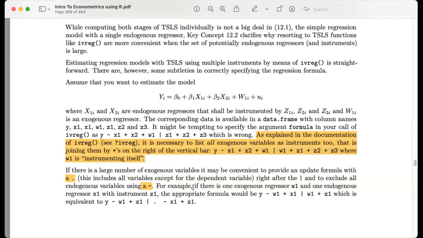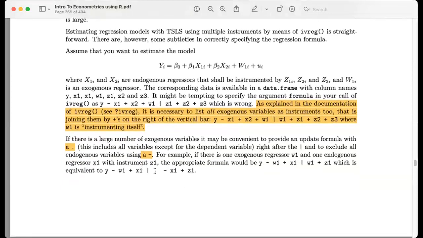He's also giving us a shortcut, in case we have a lot of exogenous variables, since repeating all of them again might not be the wise thing to do. We could just use the dot and the minus symbol in R, and it will do it automatically for us. It will add all the exogenous variables, and also add all the exogenous variables to the instruments.